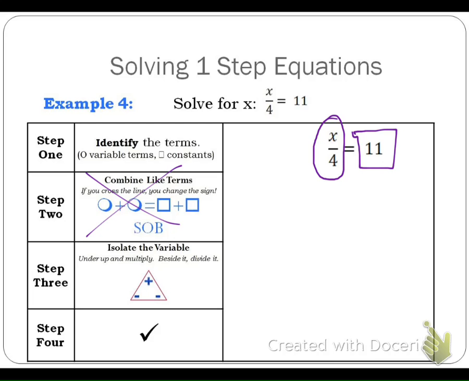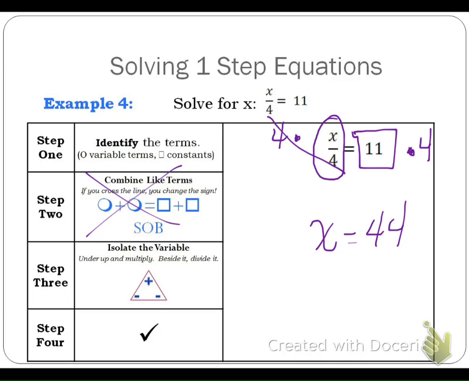Then we need to isolate our variable from its coefficient. Here we have a 4 that's under. What's the rhyme? Under, up, and multiply. So you multiply both sides of the equation by 4. The whole up thing is going to help you out, especially if that 11 was not just a whole number, if it was a fraction later. So do say that whole rhyme, under, up, and multiply. It'll make more sense later why I emphasize the up. The 4's cancel out. So x is equal to 11 times 4 is 44.